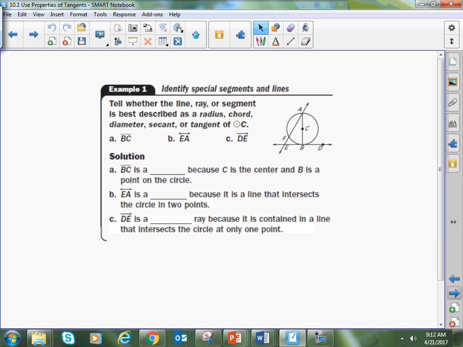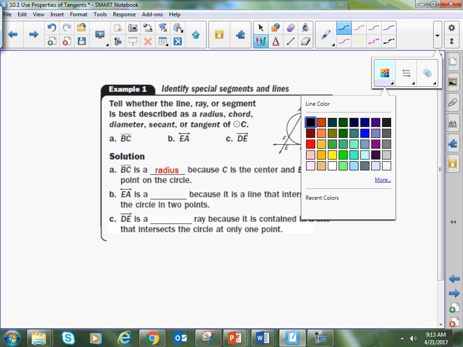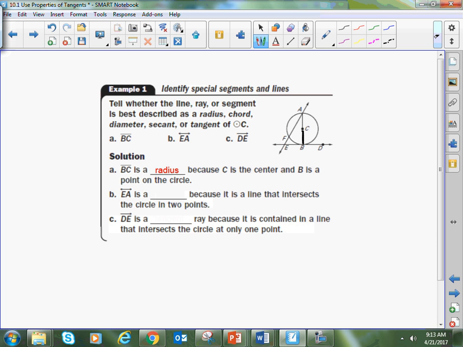Now, the first thing that we're looking at here, because we have these segments inside of the circles, tangents, secants, chords, etc. Can you identify what they are? So segment BC, what we're looking at here is just this bit, and you can probably say, well, it goes from the center of the circle to the edge, so it is a radius. Moving to segment EA, well, EA is this line. It goes through the circle at 2 points, so that is the definition of a secant line.